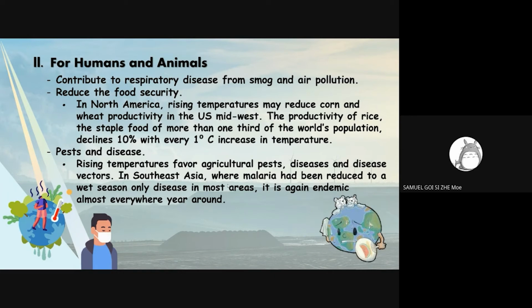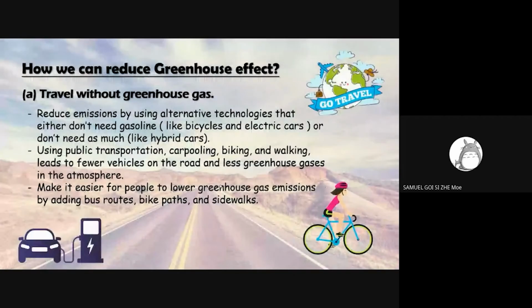Furthermore, the greenhouse effect also causes pests and disease to multiply. Rising temperatures are beneficial to horticultural pests, disease, and disease vectors. In Southeast Asia, where malaria had been reduced to only the wet season in most areas, it is again endemic almost everywhere year-round. So, we should take some action to reduce the problems.